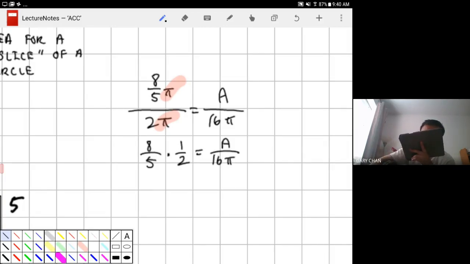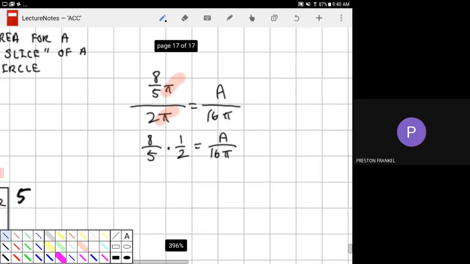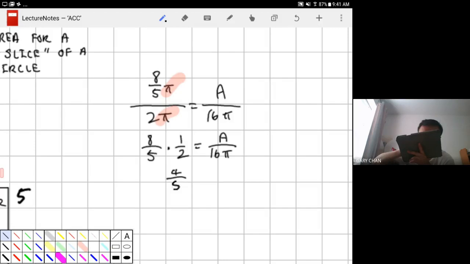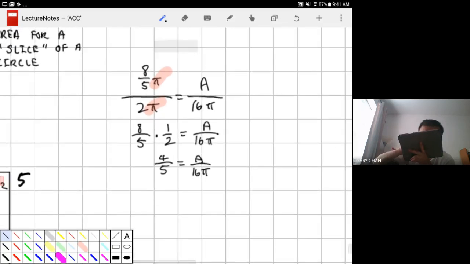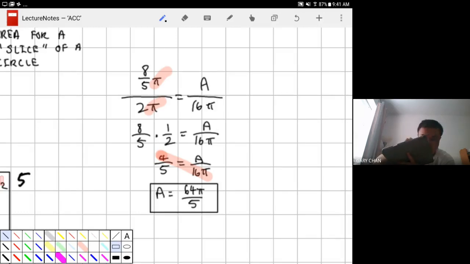How many times is 2 going to 8? It's 4. So it's 4/5. And then what do we do with the 16 pi there? What are you going to multiply that with? 4. You're going to multiply with 4. So a is equal to 64 pi over 5. That's all it is.